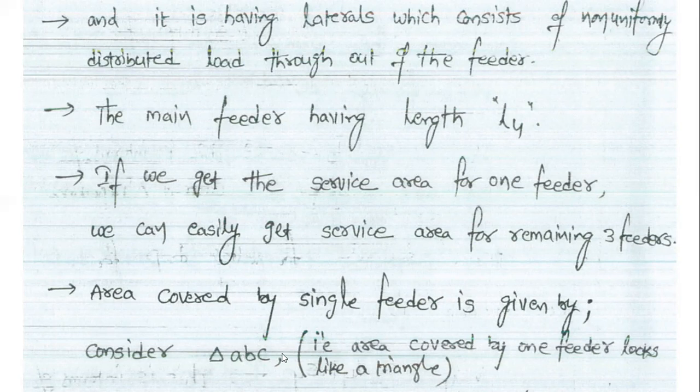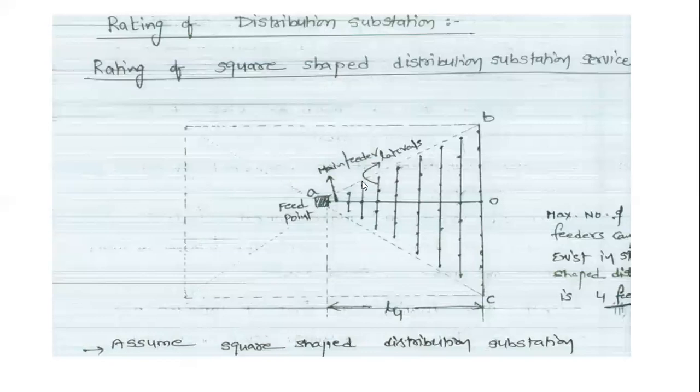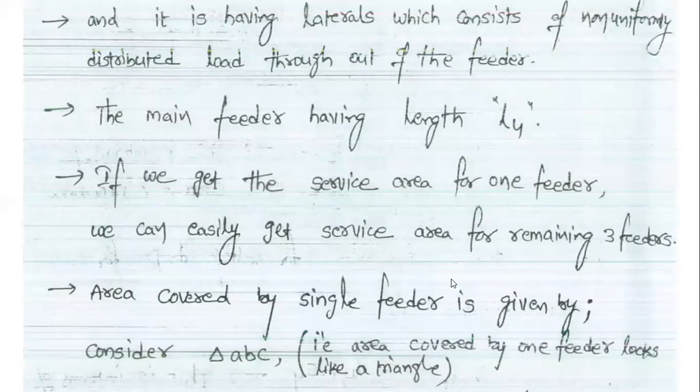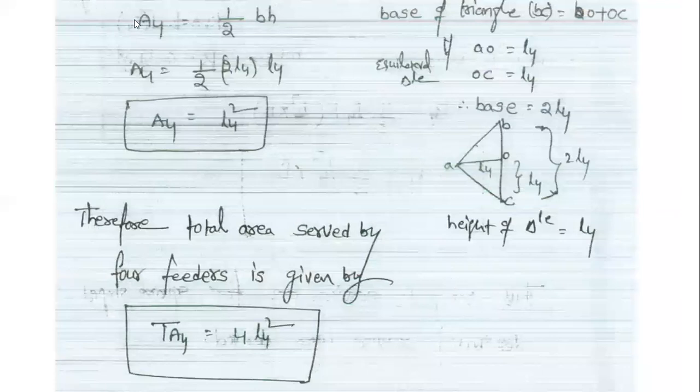If we calculate the area covered by one feeder, we can easily get the other 3 feeder areas. That is why we consider the small area of one feeder, triangle ABC or delta ABC. In that triangle, the area A4 is equal to half base times height, half BH.